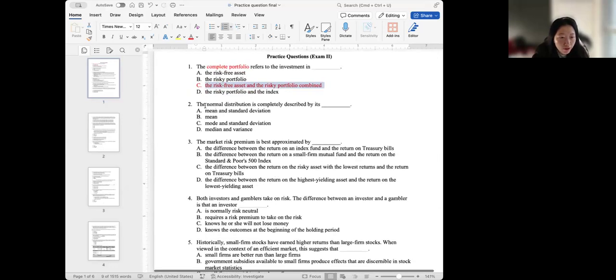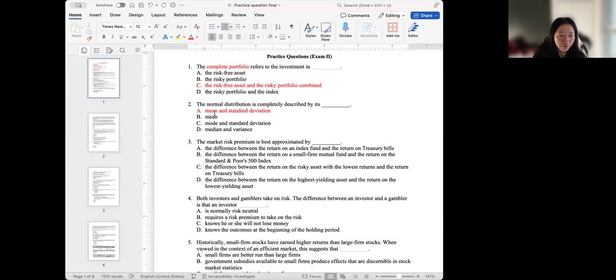Going forward, second question, the normal distribution is completely described by its mean and standard deviation. Again, this is by definition. There are only two parameters that determine the normal distribution. One determines the center, so mean determines the center of the normal distribution, and then standard deviation determines the shape of the bell. So we need both of these, mean and standard deviation, to determine a specific normal distribution.